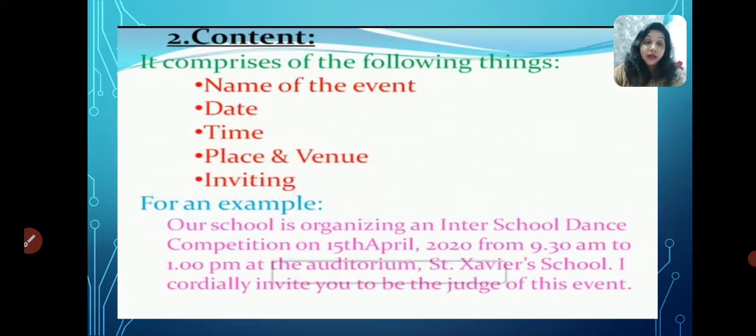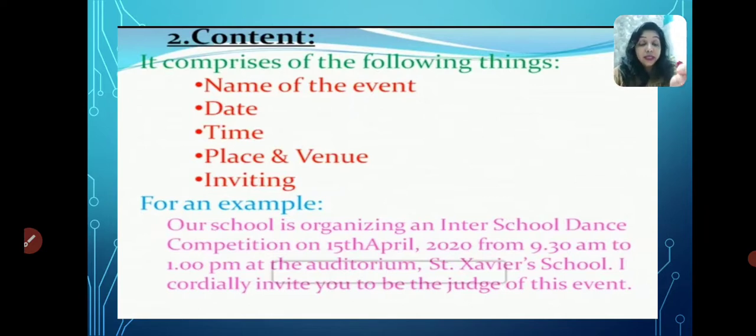Now come to the second part of the content, which comprises the following things: name of the event, date, time, place and venue, and inviting. Because you are writing this email to invite, or to inform, or you can write the email to take permission. Whatever the particular purpose is should be mentioned in this part. Now let us make it clearer with an example.